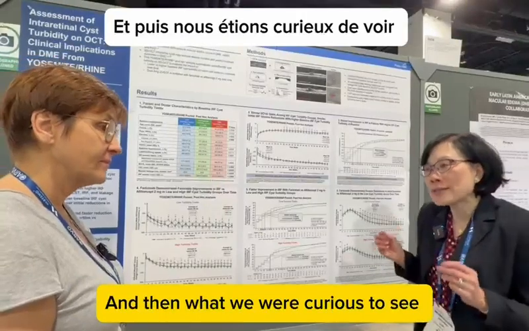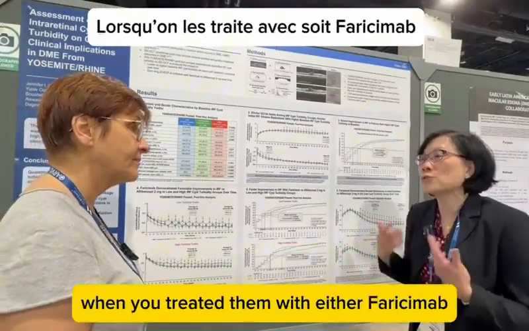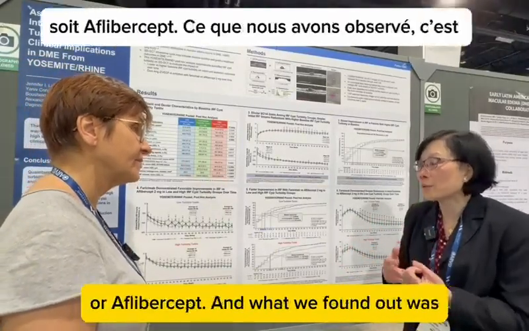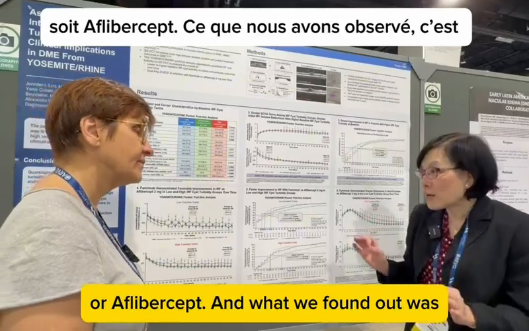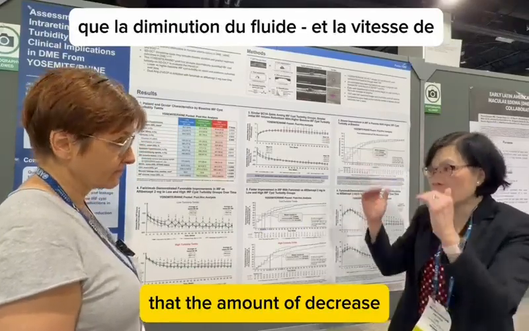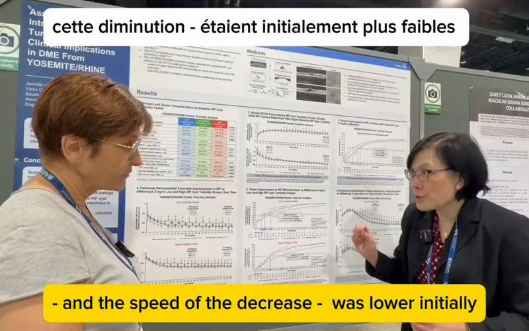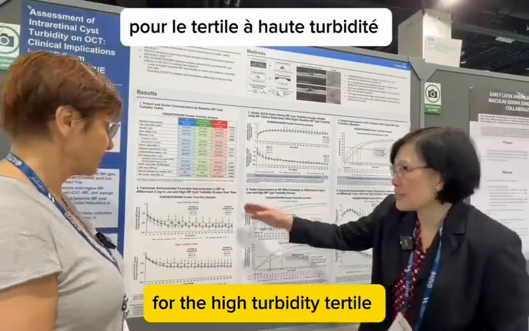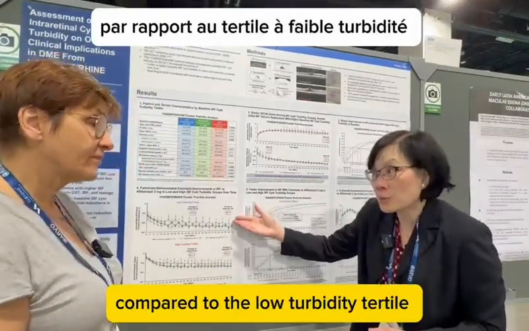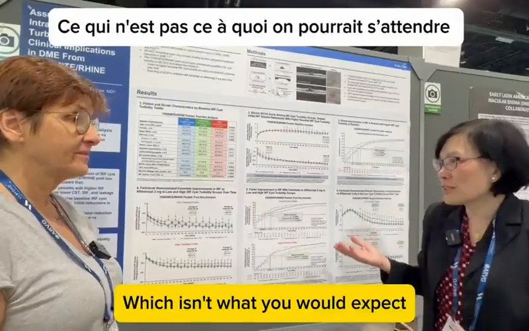And then what we were curious to see is what happened over time when you treated them with either faricimab or aflibercept. And what we found out was that the amount of decrease and the speed of the decrease was lower initially for the high turbidity tertiles compared to the low turbidity tertiles, which isn't what you would expect.